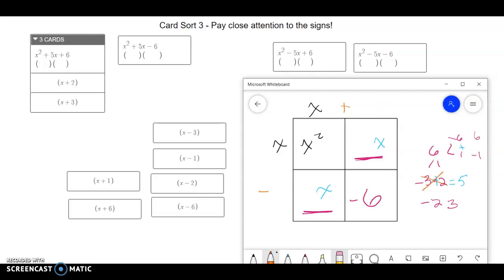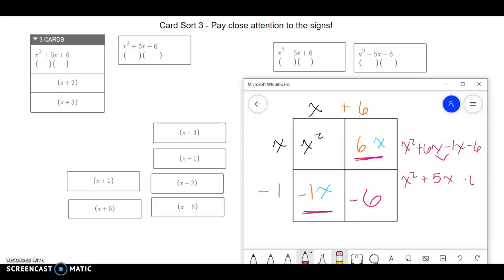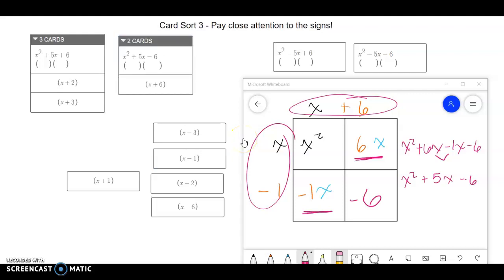So let's try 6 and 1. So let's try a positive 6 and a negative 1. 6 times x is going to give me 6x. x times a negative 1 will give me a negative 1x. And if I put these all together, I have x squared plus 6x minus 1x minus 6. 6 minus 1 actually gives me a positive 5. So boom, there we go. I have exactly that same answer. So I know that my factors need to be x plus 6 and x minus 1. And it doesn't have to be in that order. I could have put the negative 1 where the 6 is.